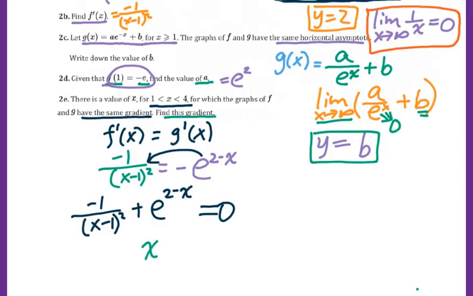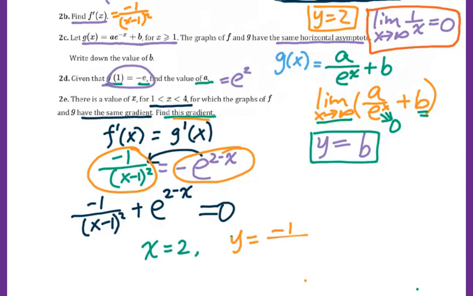We got the x equals 2. Then we plug in either -1 over x minus 1 squared or negative e to the 2 minus x power to figure out this value, it will be this gradient. So y equals -1, 2 minus 1 squared equals -1.